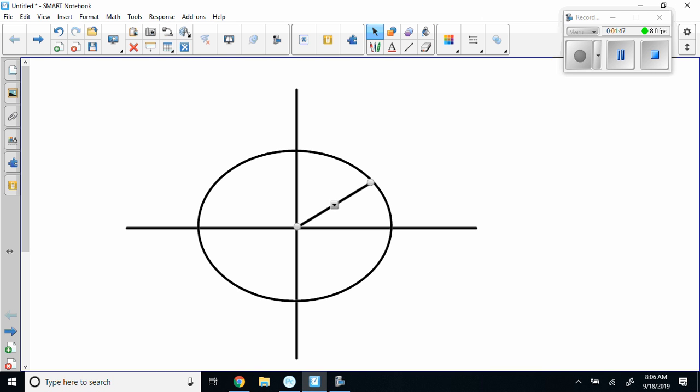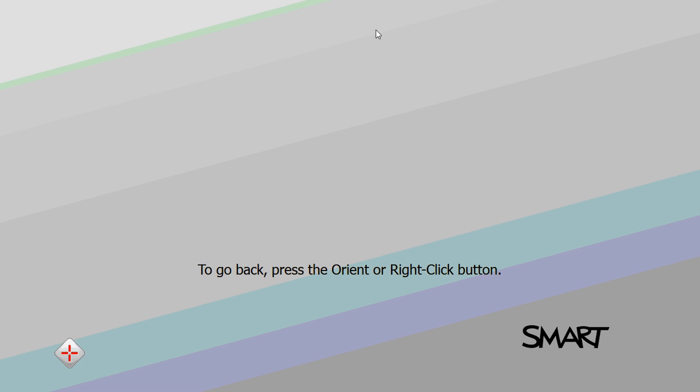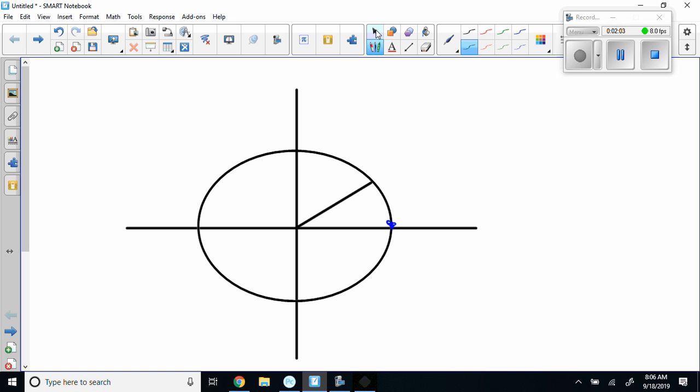Okay. Now, on the unit circle, we had coordinates of (1, 0), (0, 1), (negative 1, 0), (0, negative 1), right? With the unit circle being a unit of 1, a radius of 1, right? So we're going to play off of that. We're going to show you how some of this stuff comes to fruition. There. So that is (1, 0), right?